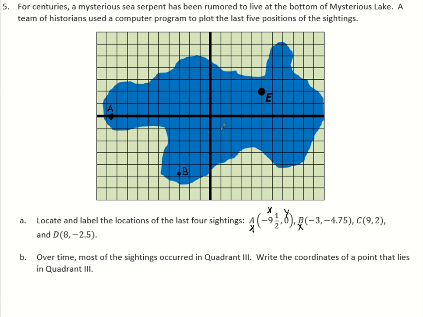Next, we have to find point C, which is 9, 2. Now, since neither of these are negative, instead of going to the left, I'm going to go to the right. And instead of going down, I'm going to go up. So, 1, 2, 3, 4, 5, 6, 7, 8, 9, and then up 2. So right there, that's going to be our point C. And then we have one last point. That's point D, which is going to be 8, -2.5. So we're going to go again to the right, but instead of going up, we're going to go down. So we'll go over 8, down 2, and then down another half, placing that point halfway between -2 and -3. So that one's going to be our point D.